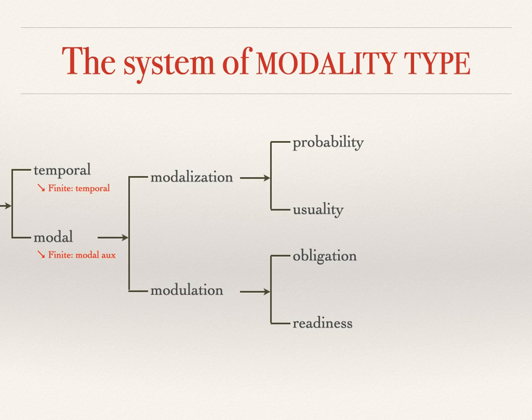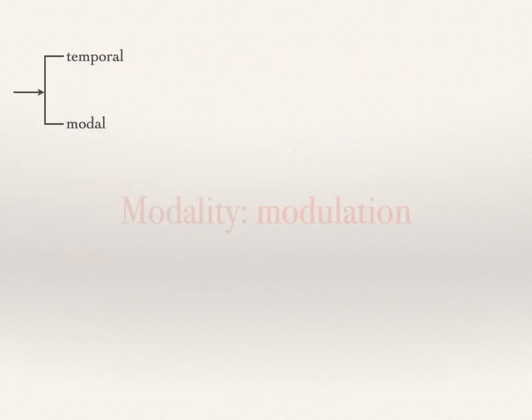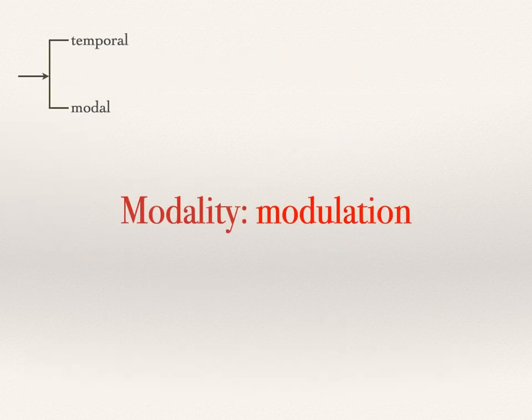Modalization, the assessment of information, has two subtypes, probability and usuality, and we met them already. Modulation also has two subtypes, obligation and readiness, and within readiness, the most frequent or dominant type is inclination or willingness, but it also includes ability, or more generally, potentiality. But let me now illustrate these. We'll start with examples of modulation and then turn to modalization. So, modality: modulation.